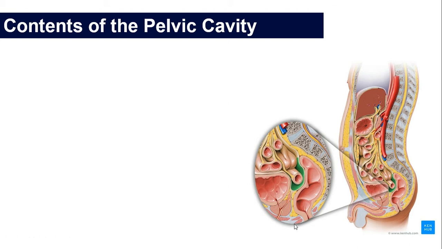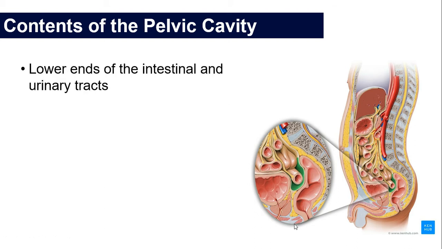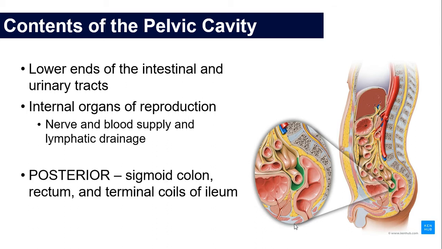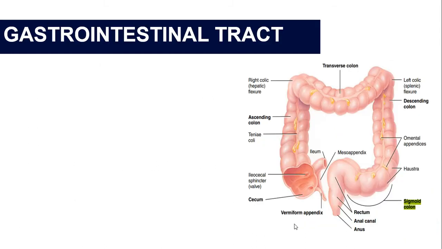So what are its contents? The lower ends of the intestinal and urinary tracts, the internal organs of reproduction, including their nerve and blood supply and lymphatic drainage. And as you can see in the picture, posteriorly, we can find the sigmoid colon, the rectum, and the terminal coils of the ileum. And anteriorly, we have the urogenital organs. So let's start with the gastrointestinal tract.